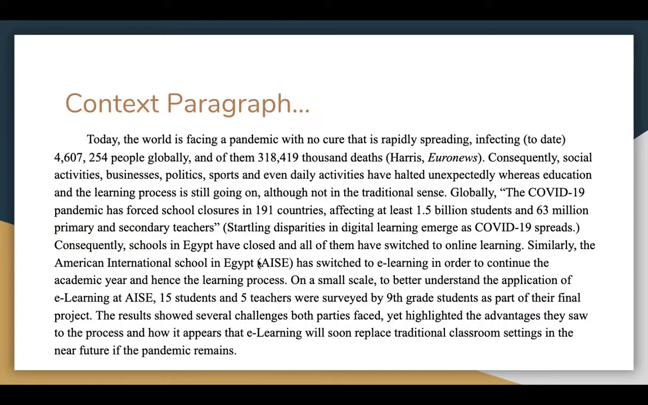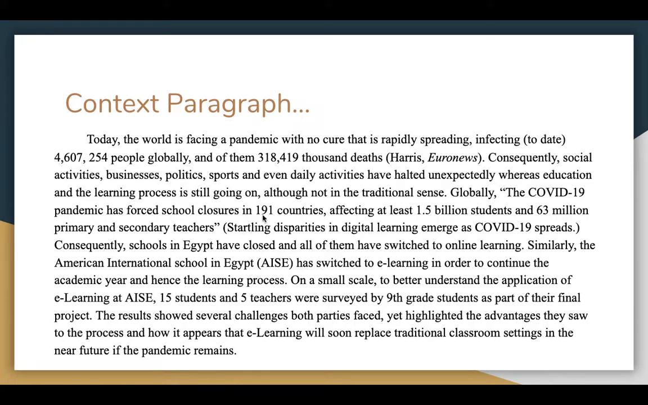Consequently, schools in Egypt have closed and all of them have switched to online learning. Similarly, AIS has switched to e-learning in order to continue the academic year and hence the learning process. On a small scale, to better understand the application of e-learning at AIS, 15 students and 5 teachers were surveyed by 9th grade students as part of their final project. The results showed several challenges both parties faced, yet highlighted the advantages they saw to the process and how it appears that e-learning will soon replace traditional classroom settings in the near future if the pandemic remains.